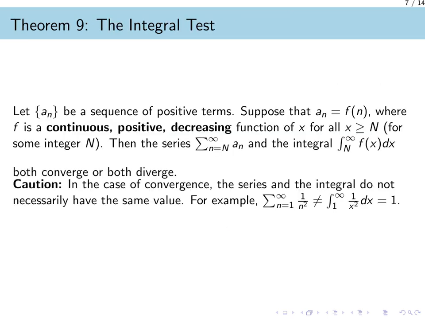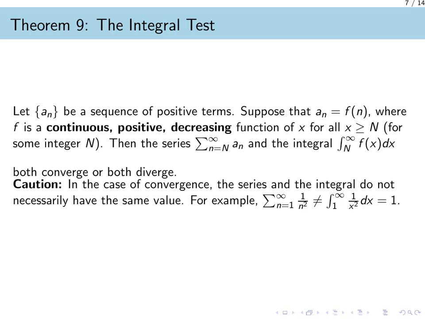This slide formally states the integral test, a powerful tool for determining if a series converges, and it highlights a critical caution. The test says that if you have a series with positive terms, and you can match those terms to a function that is continuous, positive, and decreasing, then the series and the corresponding improper integral behave the same way. That is, they either both converge or both diverge.